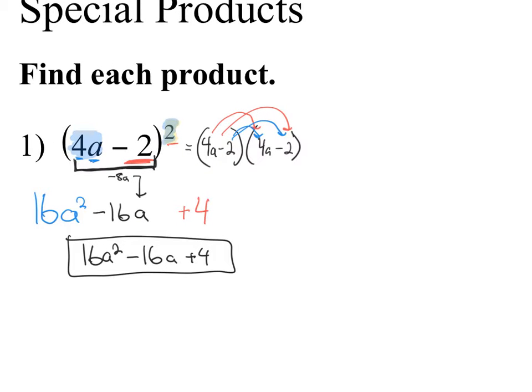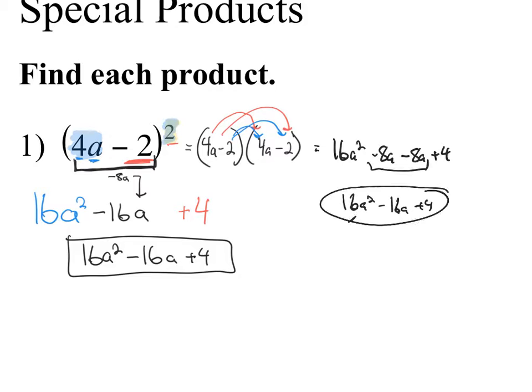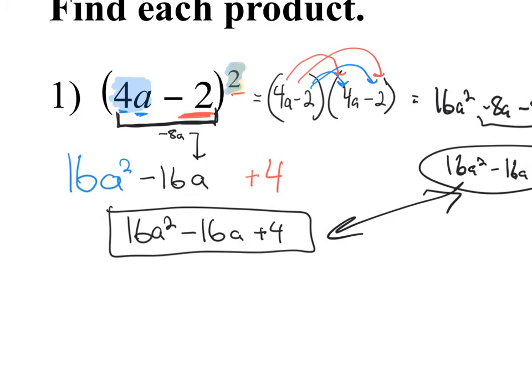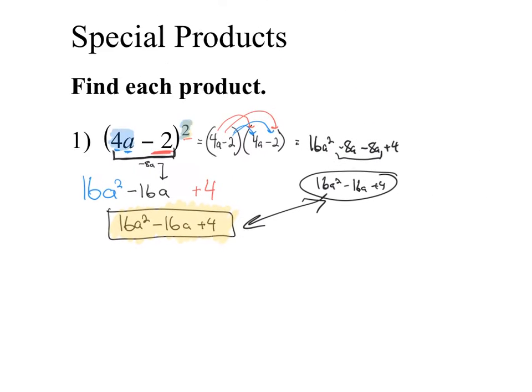Let's just see what happens when we multiply this out. 16a squared minus 8a, and then we get another minus 8a, and then a plus 4. Right? Middle terms go together. 16a squared minus 16a plus 4. Same. So I like the shortcut, but you have to remember the shortcut in order to use it. If you don't remember it, just do it out the way you normally would do it.